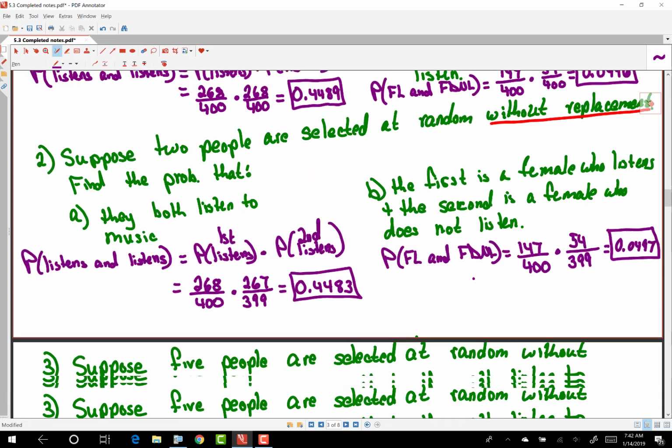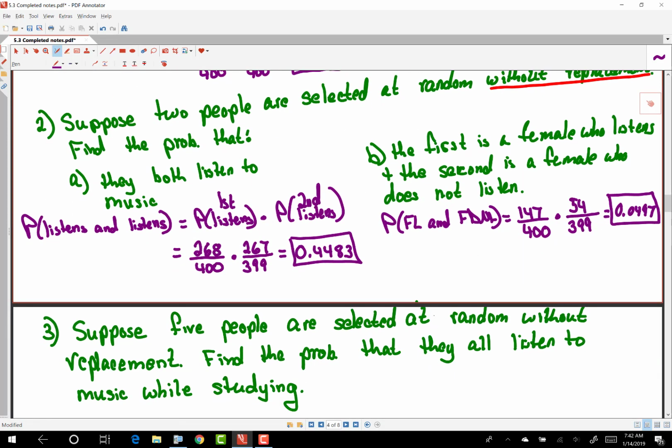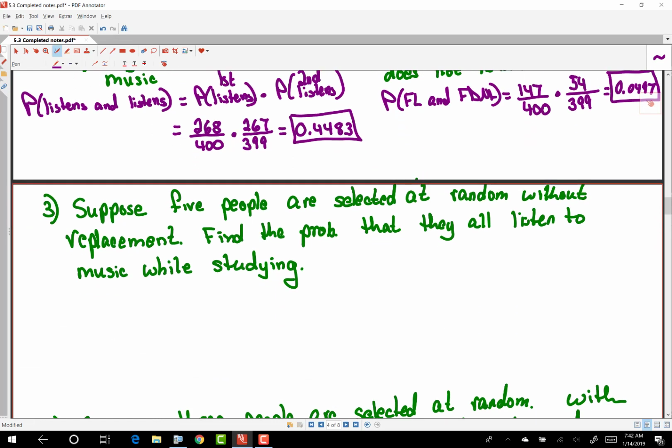Okay, let's look at another question using the same data. Suppose 5 people are selected at random without replacement. Find the probability that they all listen to music while studying. Well, I wanted to do this one to show you that you don't have to limit it to 2. Here we're selecting 5 people, so we're going to have 5 products. We're going to multiply 5 numbers together.